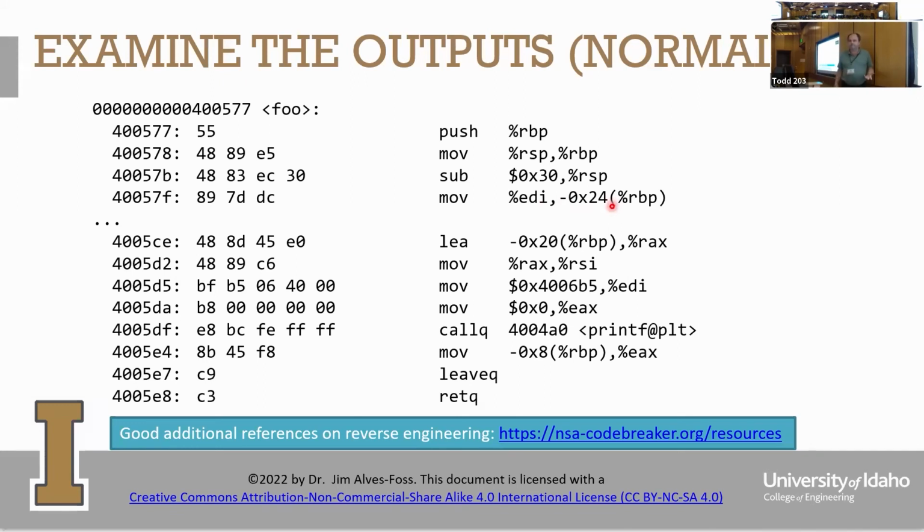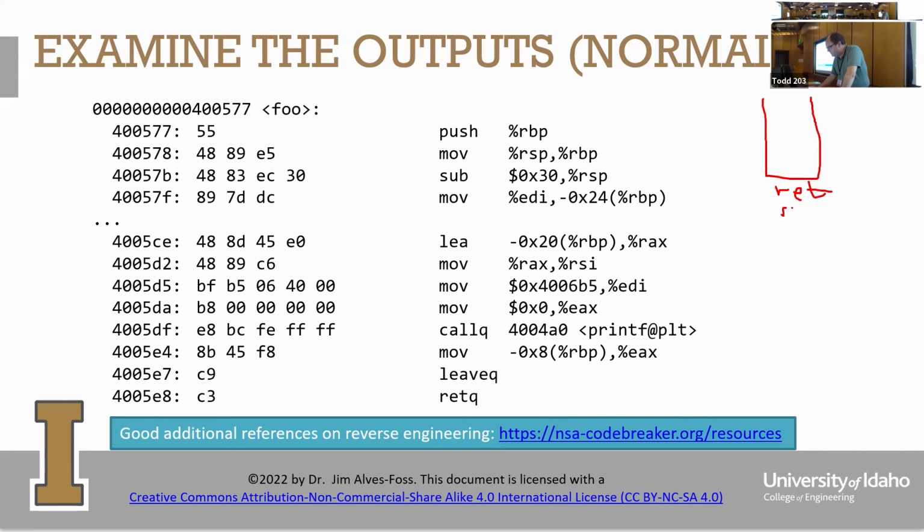What's that? EDI is a register and it's putting it onto the stack. Now, why do I know it's a local variable? For those who don't know how these work, we normally have our stack, the old call frame. We have the return address pushed on the stack when we make a call.